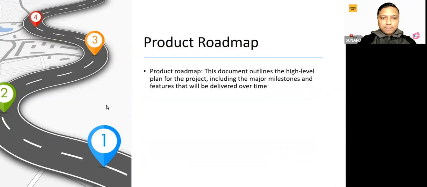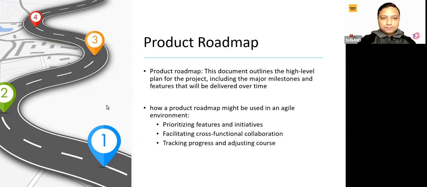This is a small definition of a product roadmap. The thing I want to emphasize is how a product roadmap might be used in an agile environment. So let's see. These are the three important points, and I'll give you a brief about them. The very first one is prioritizing features. The product roadmap helps the team prioritize which features and initiatives to focus on at a given period of time, based on their potential impact on the business and their alignment with the overall product vision. So this is a very important thing.